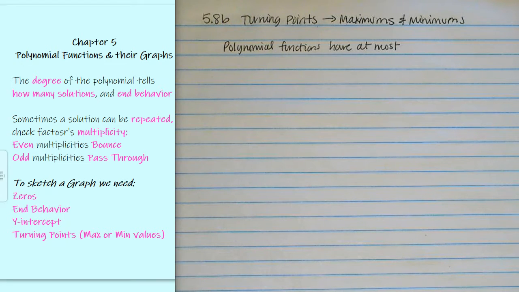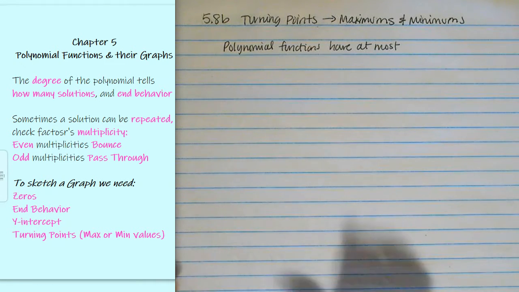Okay, so we're going to continue with 5.8. So this is 5.8b. We're going to look at turning points into maximums and minimums. We're going to define turning points as the maximums and minimums. I can't say it, but I can sure find it. We're also going to use our calculators today. So we're going to build on what we did before.